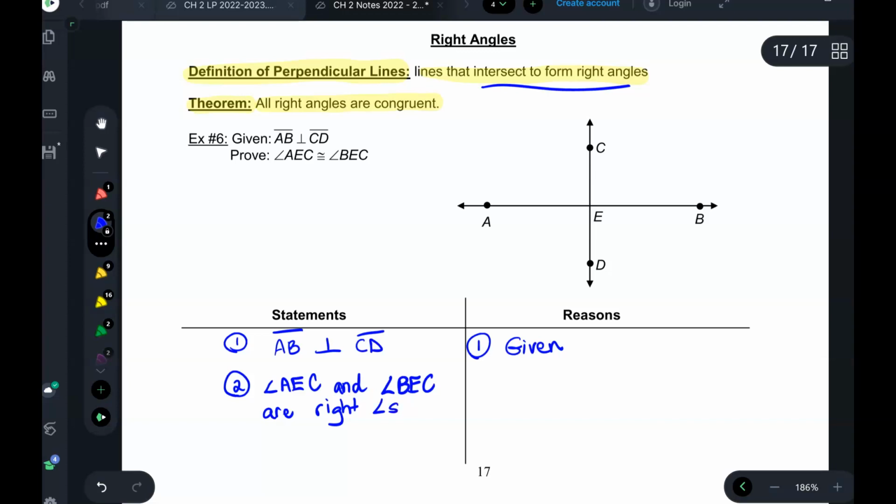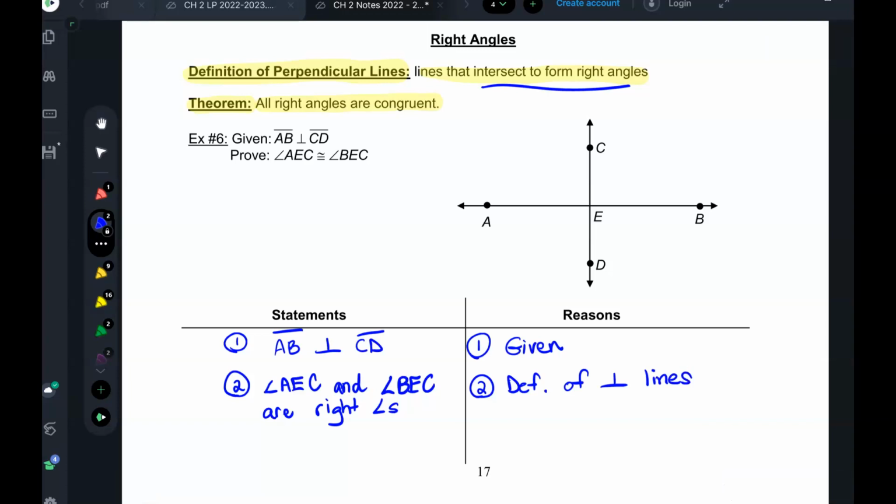Try not to skip too many steps. I know it seems like an obvious thing, because you know they're going to be congruent, but we have to say that they're right angles. Why? Definition of perpendicular lines, and we can abbreviate for perpendicular. If they're both right angles, all right angles are congruent. So now I can say angle AEC is congruent to angle BEC.